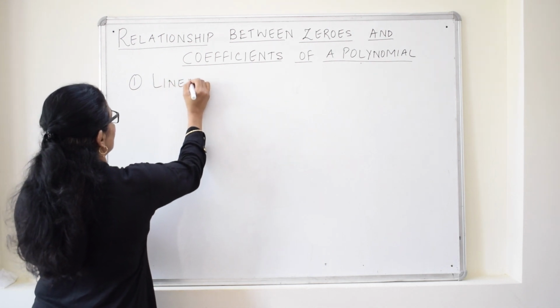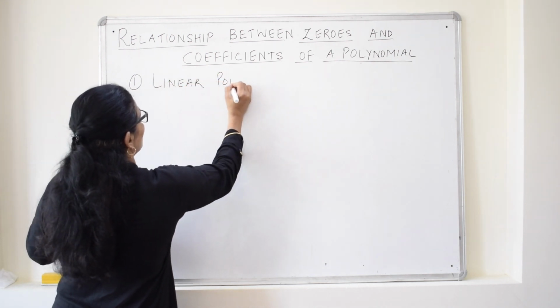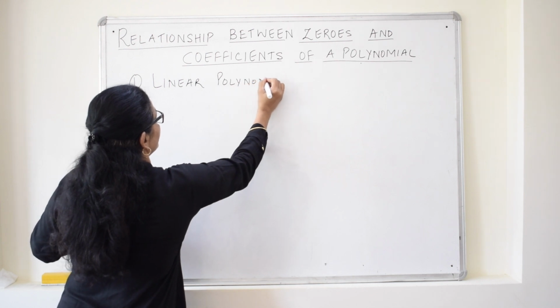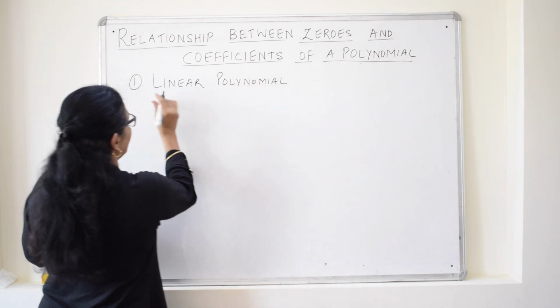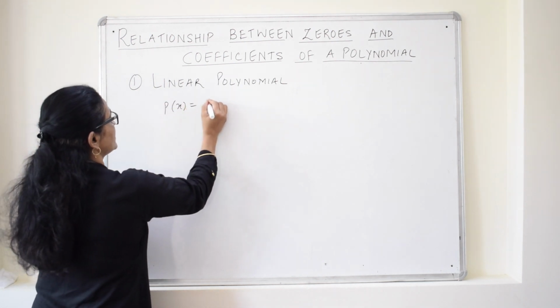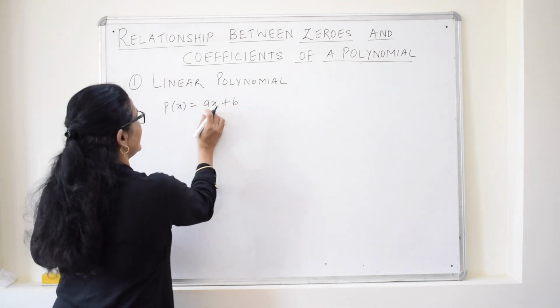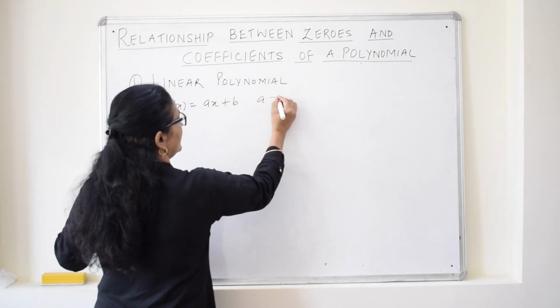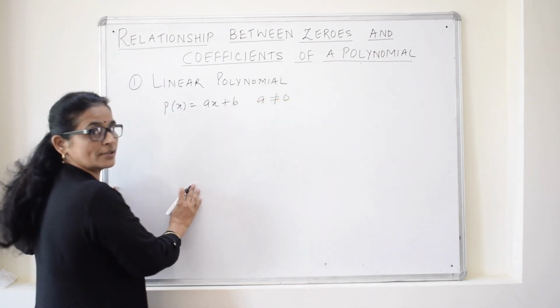As the name itself says, the linear polynomial has degree 1. It represents a line. So, the linear polynomial's standard form is ax plus b, where a is not equal to 0.